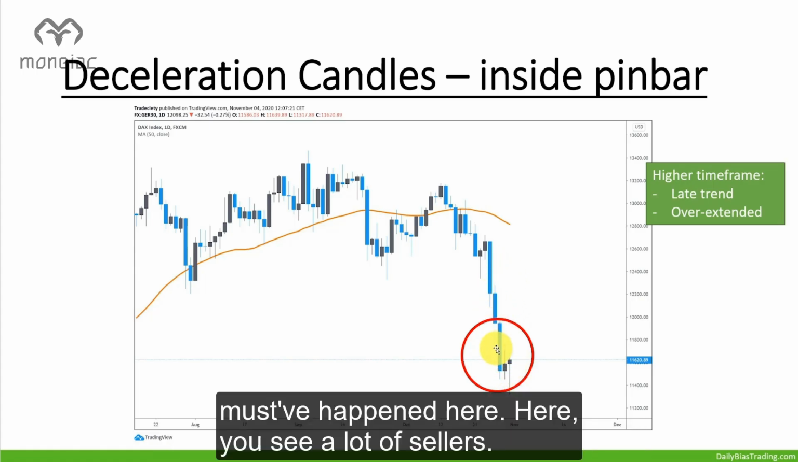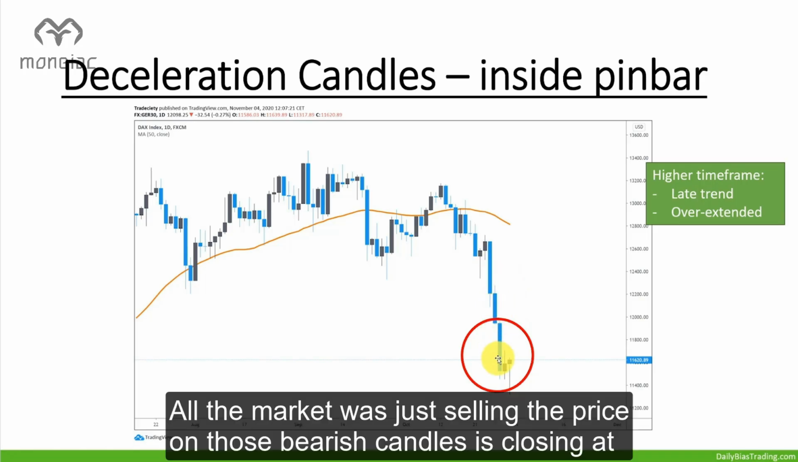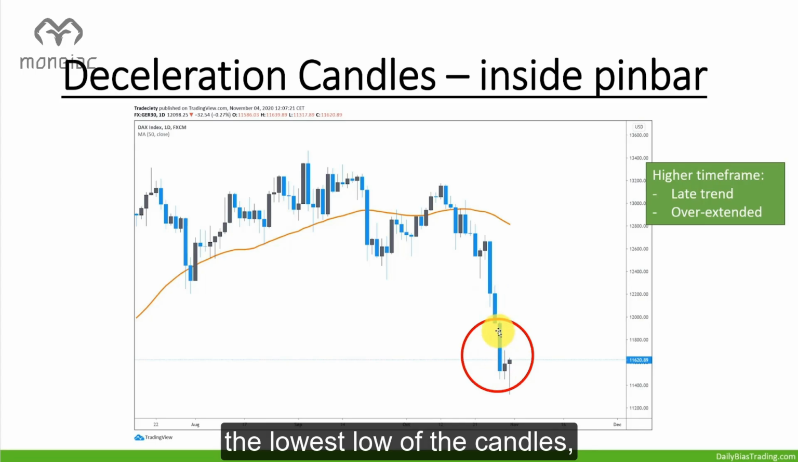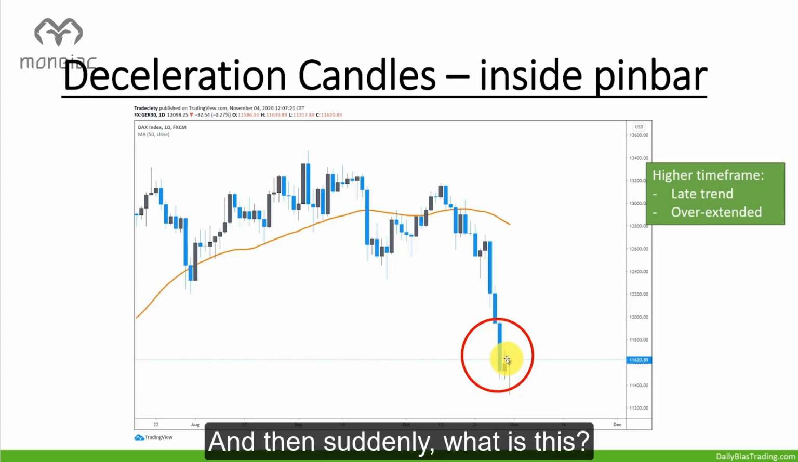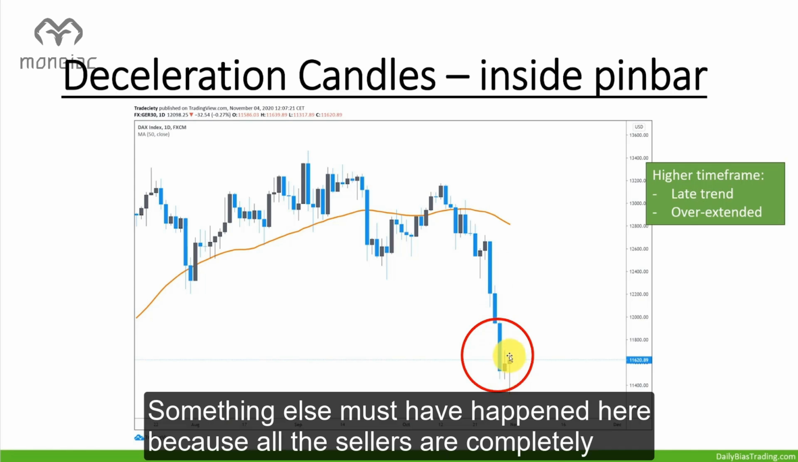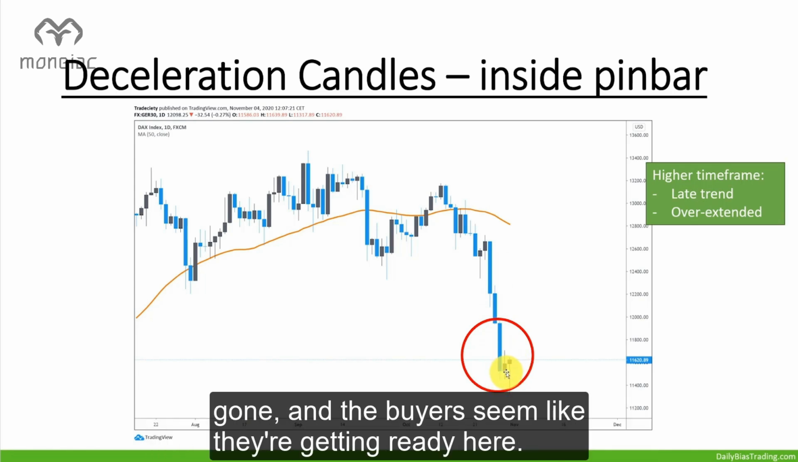Here you see a lot of sellers. All the market was just selling. The price on those bearish candles is closing at the lowest low of the candles, which means that the price is really pushing lower. And then suddenly, what is this? Something must have happened here because all the sellers are completely gone and the buyers seem like they're getting ready.